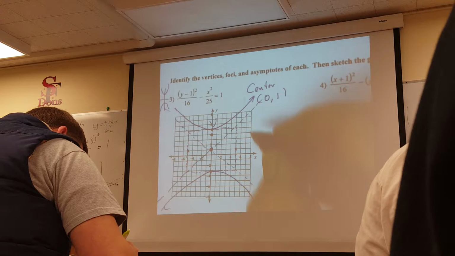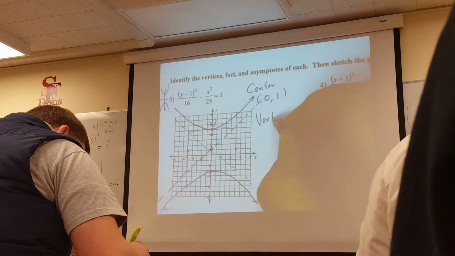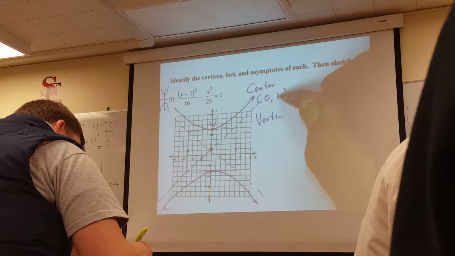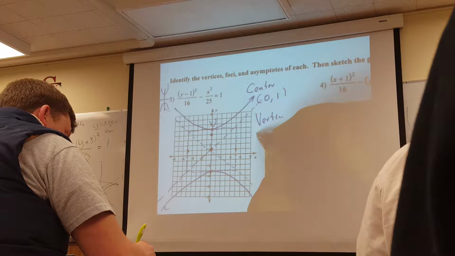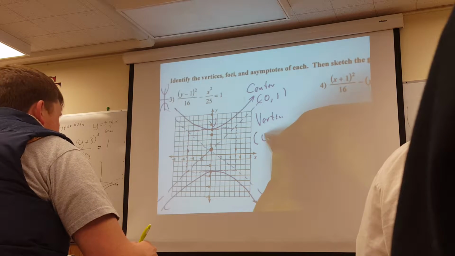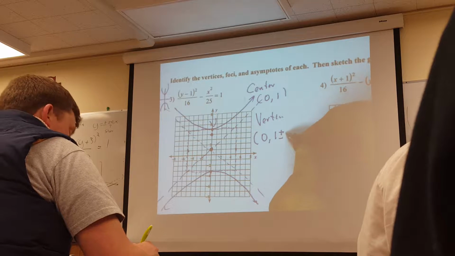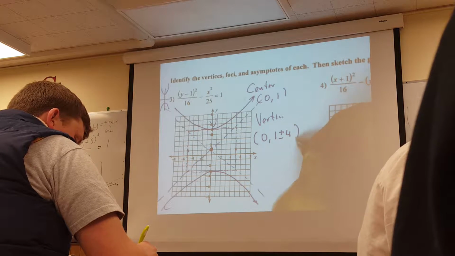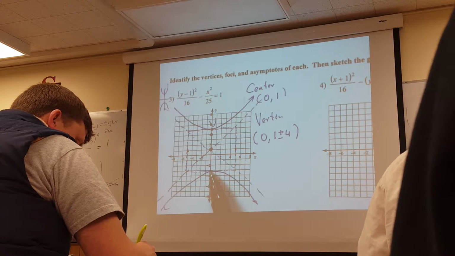Okay? So the vertices are the top and the bottom. So we are adding to the 1, and that's the y term. See, it's going up. So the vertices are 0, comma 1, and we go up and down 4. So from here we went up 4 and down 4.